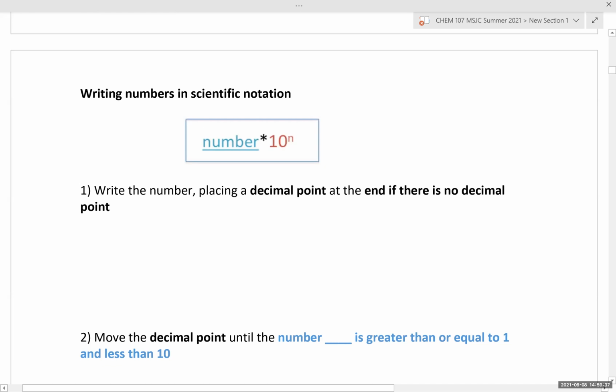When we're writing numbers in scientific notation, you write the number, placing a decimal point at the end if there is no decimal point. So we have blank times 10 to the n. Let's look at a number, 4,057. We write our number and put a decimal point at the end. That's our first step.